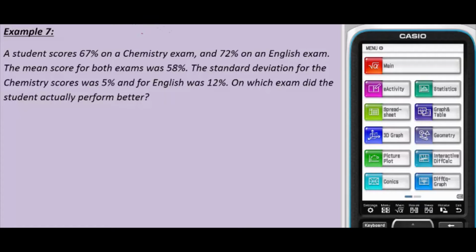We're going to compare scores in different exams that have the same means but different scores. So let's have a look, and we're going to work out on which exam the student did better. To do that, we're going to use standardised scores. So I'm going to write that down. So standardised, or Z scores.